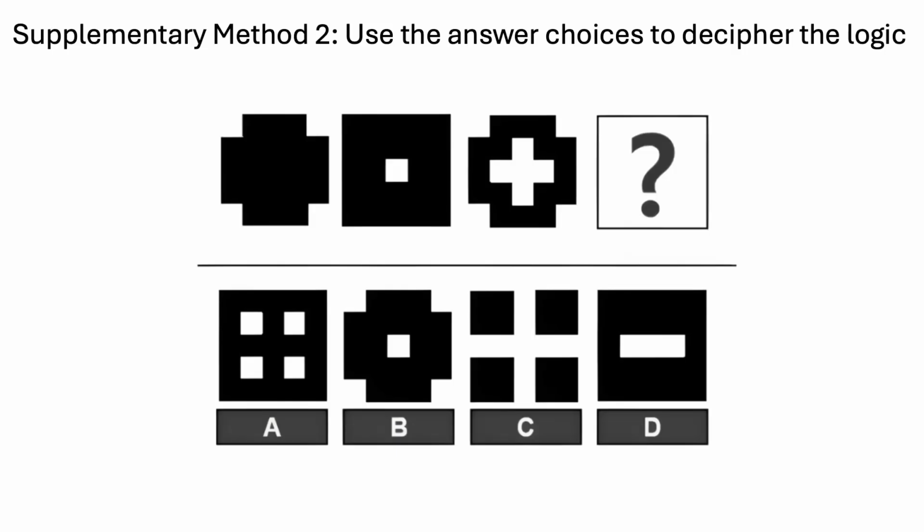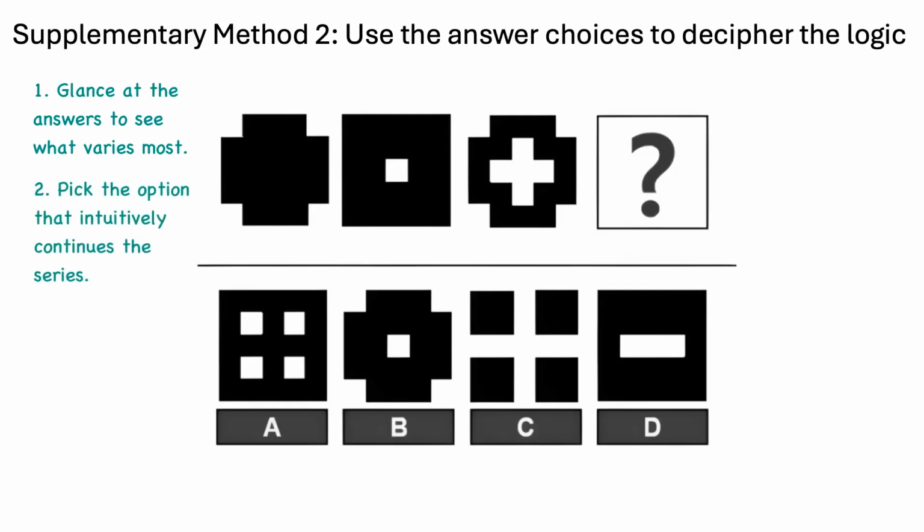So the first thing you should do to use this method is glance at the answers to see what varies most. Is it rotation? Is it count? Does it have something to do with fill? Just glance at the answer options, see what varies the most, and that can be your starting point. Then, 2, you can pick the option that intuitively continues the series. Subsequently, 3, justify it using the frames. So what rule would make this option correct?